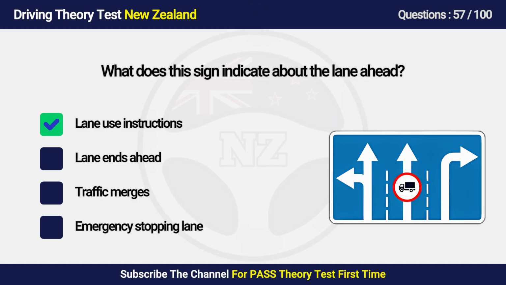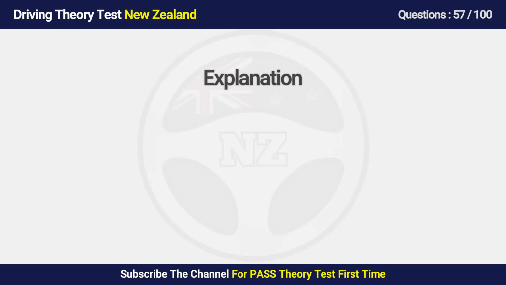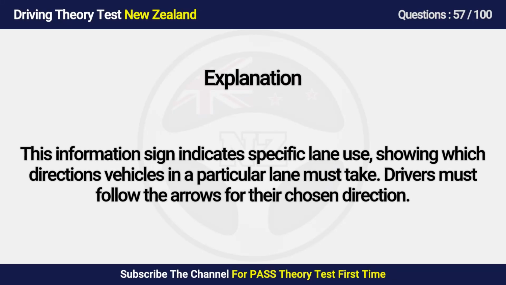Answer is A. Lane use instructions. This information sign indicates specific lane use, showing which directions vehicles in a particular lane must take. Drivers must follow the arrows for their chosen direction.